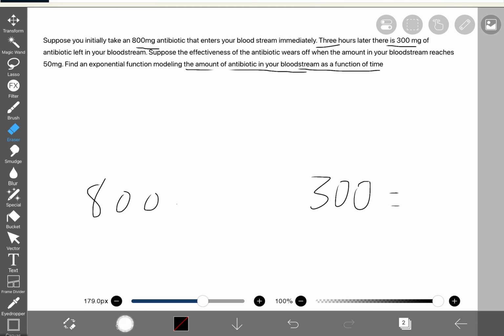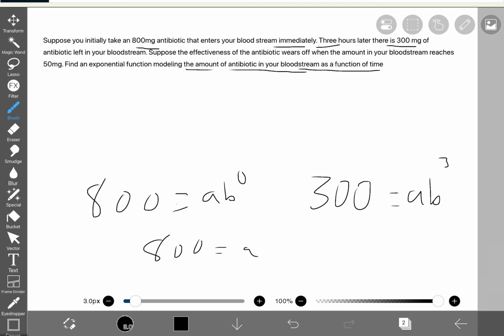We're going to write two separate equations. 800 is going to be equal to a times b to the 0, because it's immediately, instantaneously, at the 0 hour. And 300 equals a times b to the third. Then we note that anything to the 0 is equal to 1, so this is actually 800 equals a.